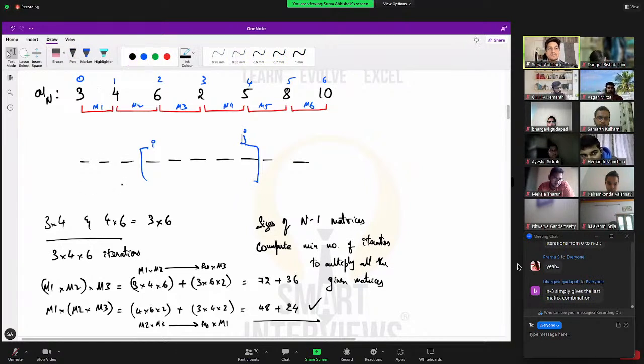n minus 3 simply gives the last matrix combination. That is not exactly correct. That's what I will show you here. So when I say i and j here, guys, i and j are not indices.